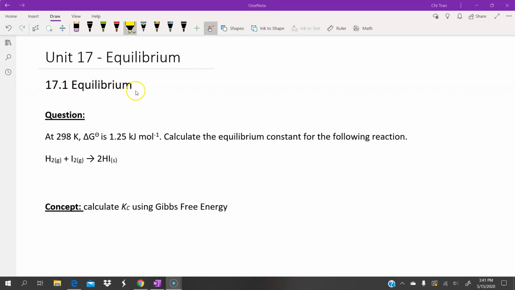This video is about equilibrium. So the key when the question is 298 kelvins, Gibbs free energy is 1.25 kilojoules per mole, and the question asks us to calculate the equilibrium constant. And the concept of this question is how to calculate Kc using Gibbs free energy.